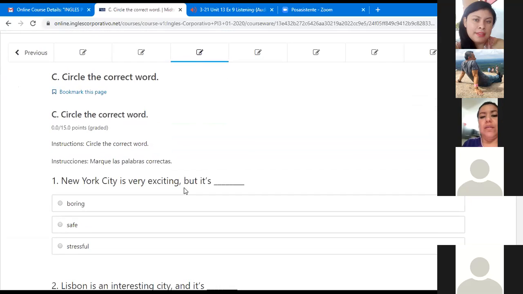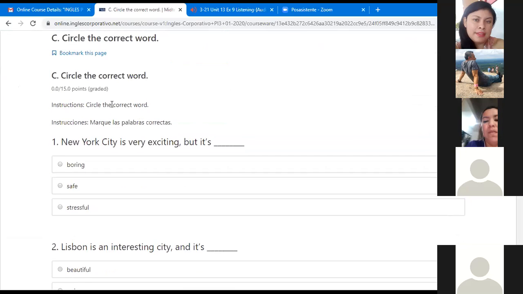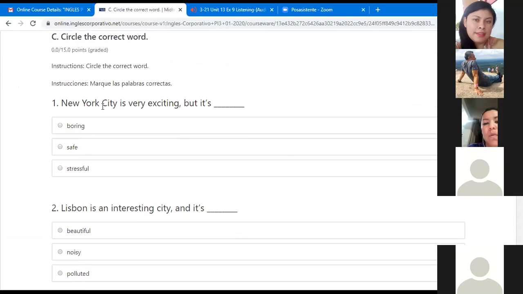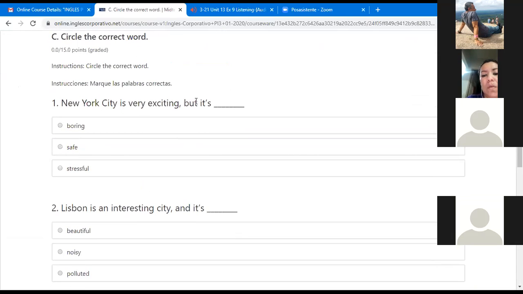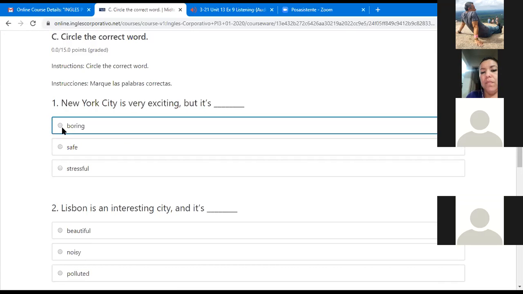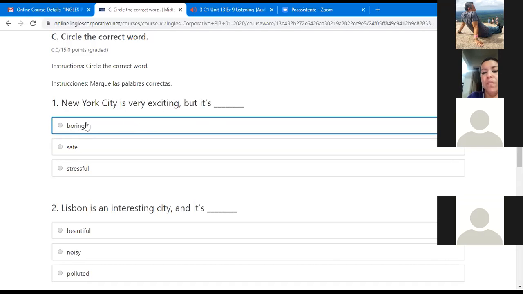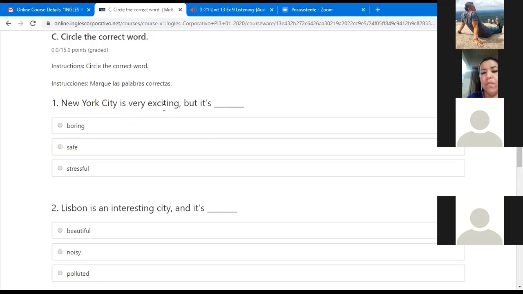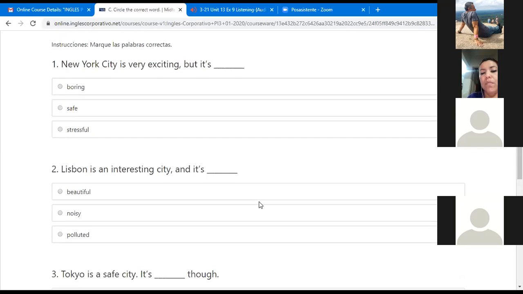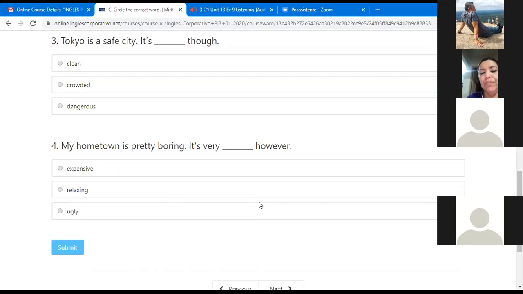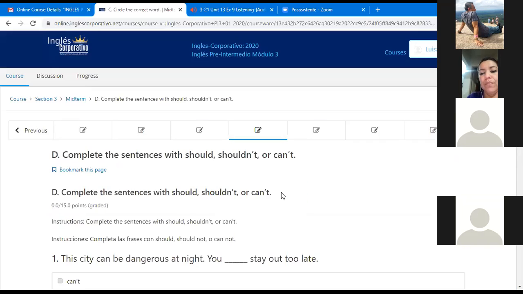Now here you have to mark the correct answer. New York City is very exciting. Here, one tip is to read all the sentences before and after, and check which of the three words is more convenient, right? New York City is very exciting, but it's boring, no, okay? Because you say it's exciting. Then you can find another one. Good. Stressful. Then you have to find the others here.